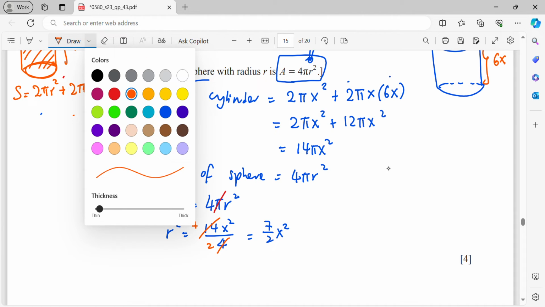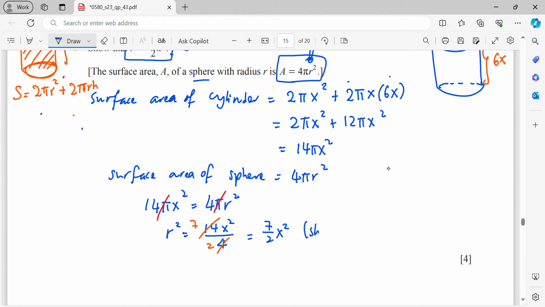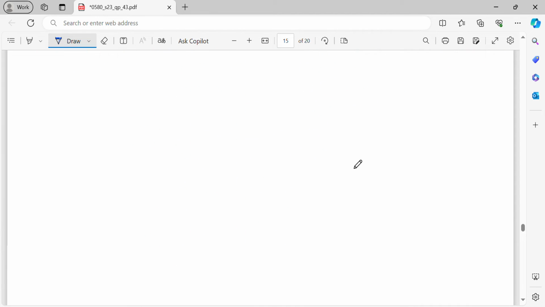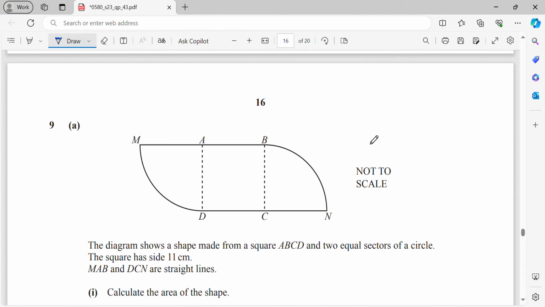So with this, I have shown the formula. Or probably I just write it on the next line, then it looks nicer. Okay, so done for this part. Now next question, number 9.